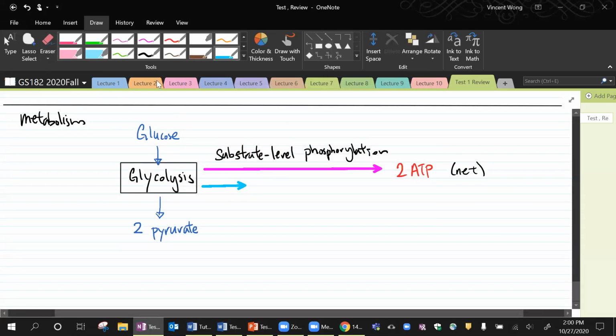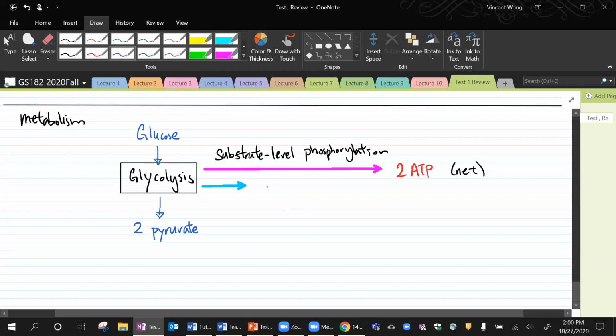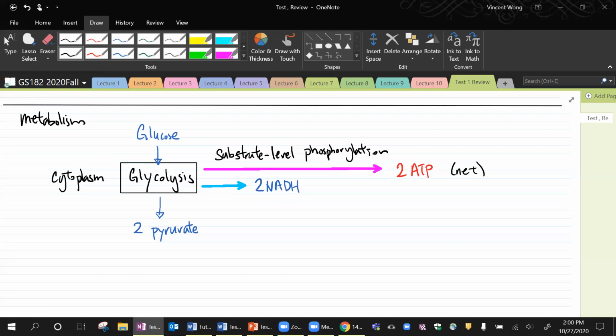So this one is going to create the NADH, and there will be a total of 2 NADH. Now, these NADH are going to be created in the cytoplasm. Glycolysis happens in the cytoplasm, and then the electron transport chain is going to be in the cristae, right? In the foldings of the mitochondria.